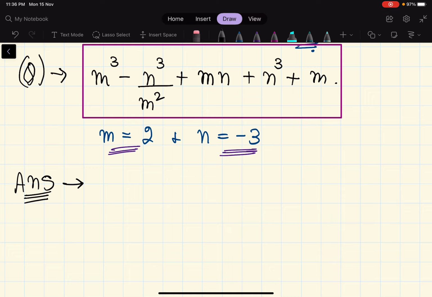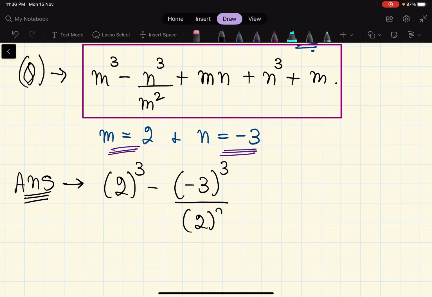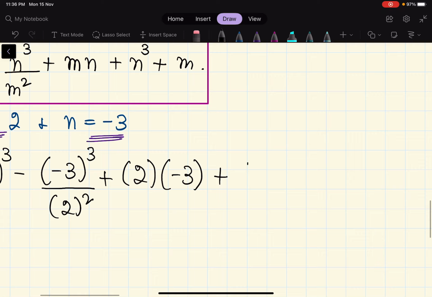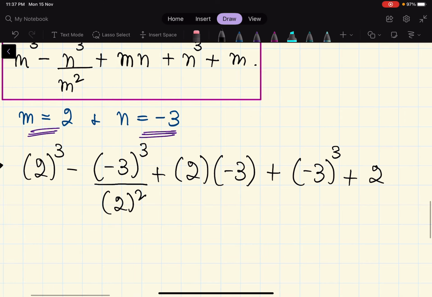So m we're given as 2, so it's 2 cubed minus n we're given as minus 3, again bracket, minus 3 cubed divided by m as 2 squared plus m as 2, n as minus 3 plus n as minus 3 cubed plus 2. Alright, now this becomes pretty simple.